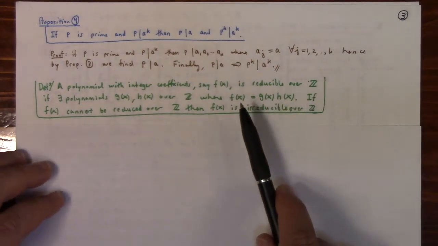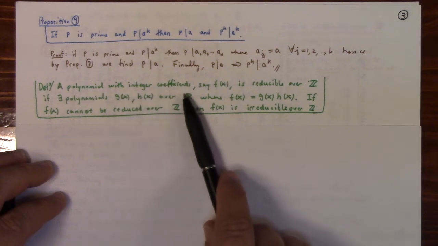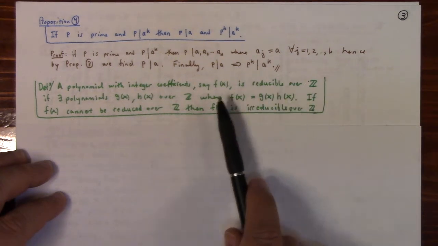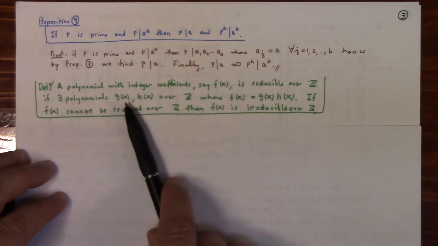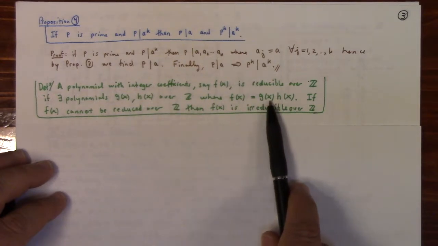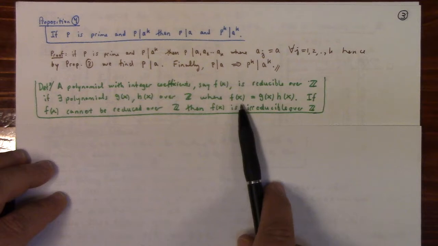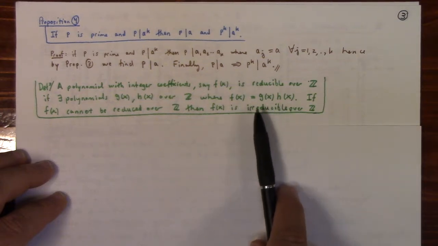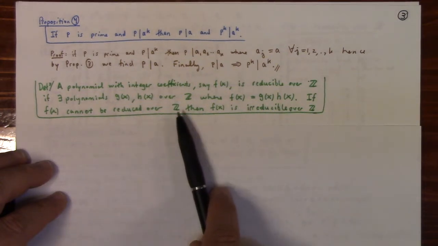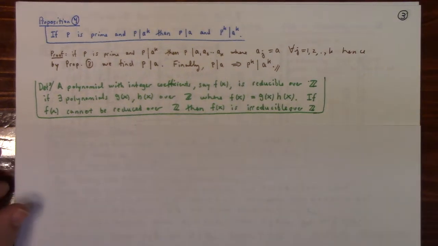So a polynomial with integer coefficients is reducible over Z if there exist polynomials g of x and h of x that factor it like this. I would call this a reduction of f into g of x times h of x. And if f of x cannot be reduced over Z, then f of x is irreducible over Z.